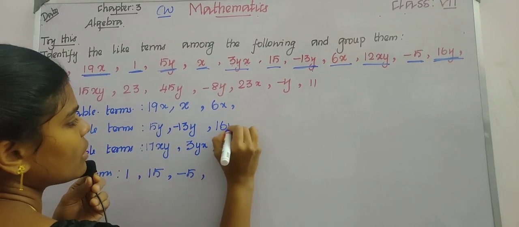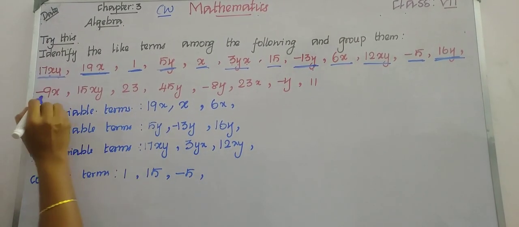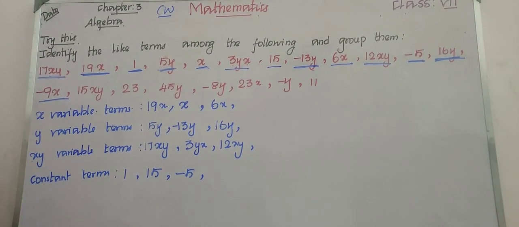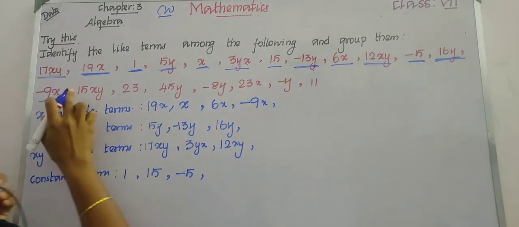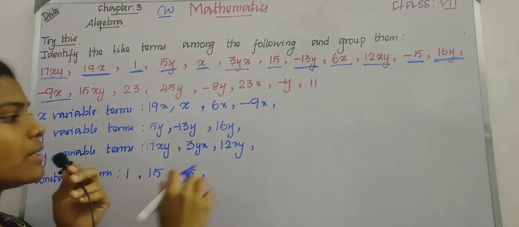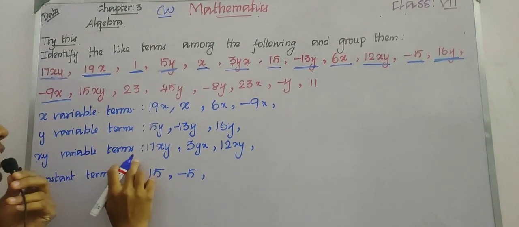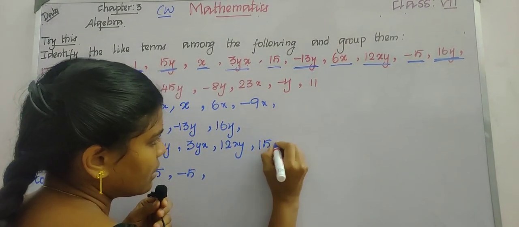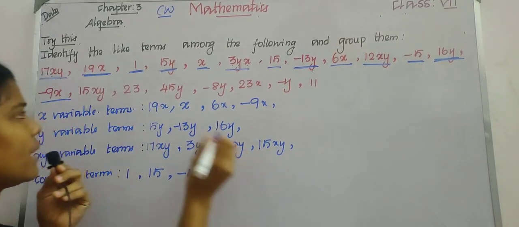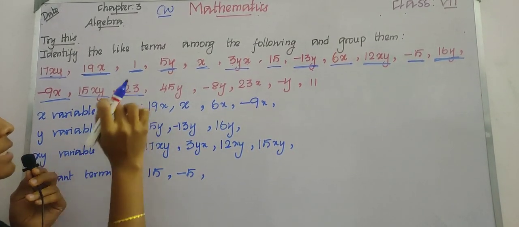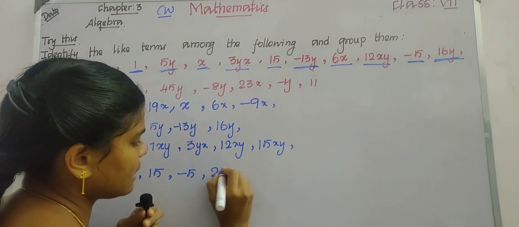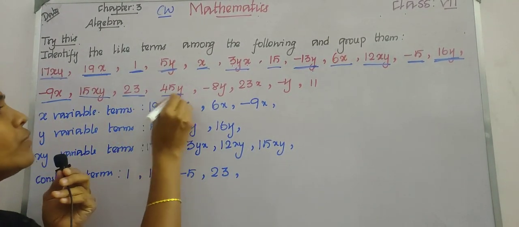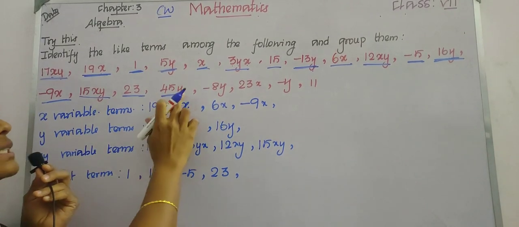So write 16y. And the next is minus 9x, write minus 9x here. And then 15xy, so it's an xy variable term. And then 23, it is a constant. You should write it in constant terms. So 23. And then 45y, the y variable term.